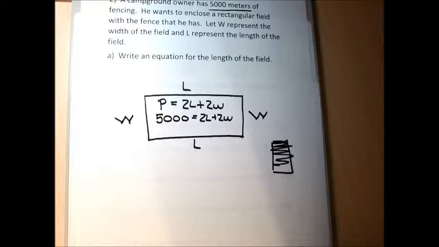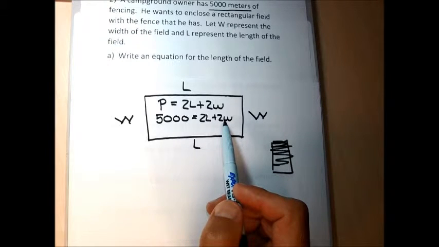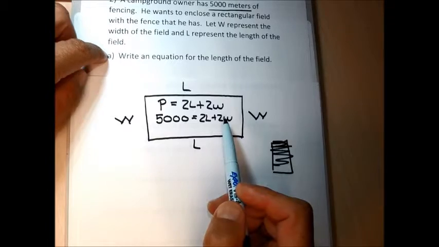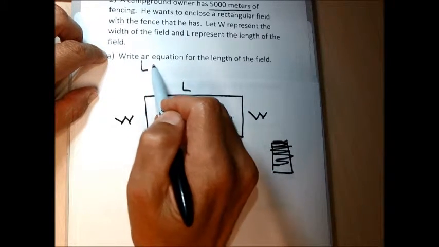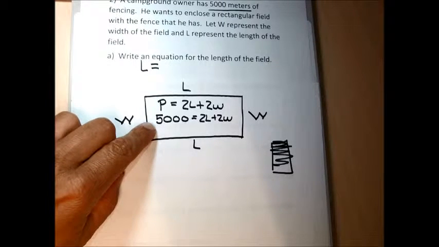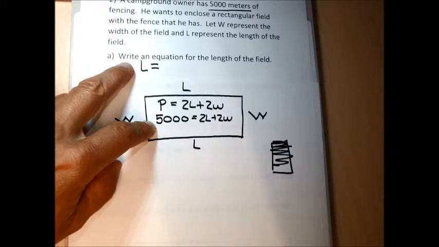Part A, write an equation for the length of the field. Well, I have an equation that describes this field, and when it says write an equation for the length of the field, I need an equation that says L equals, because it's implying that I need an equation solved for L that represents this particular field. This is the only information I have for this field, so this is the equation I'm going to use to generate my answer to part A.